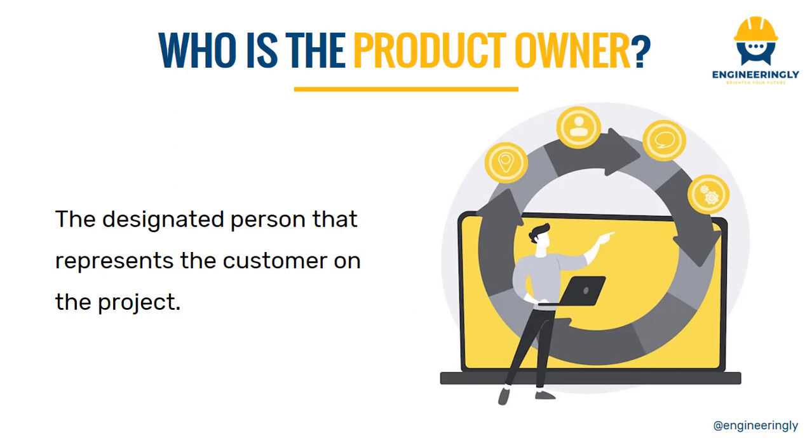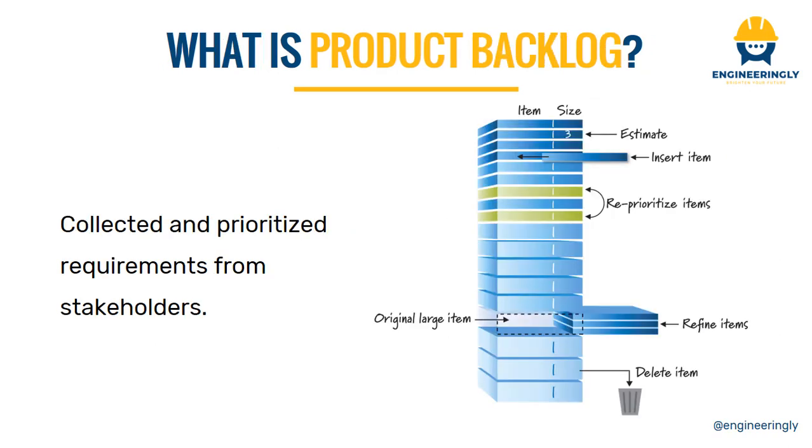Next person in the Agile project is the product owner. As in the waterfall, we have the project sponsor who is representing the customer on the project. The product owner serves the same role or the same purpose in an Agile project. This person ensures that all the requirements collected from the stakeholders and the customer are correctly incorporated in the project's product.